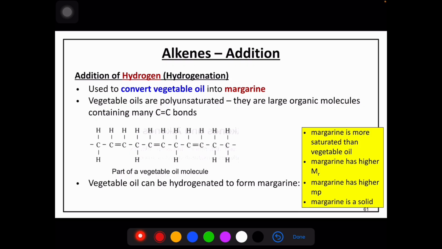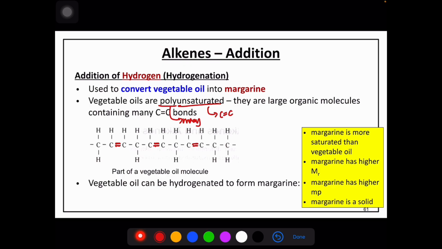That means they have poly, meaning many, and unsaturated, meaning C=C double bonds. So they are a special kind of alkene-like structure with many C=C double bonds. If you look at the drawing over here, you'll see multiple C=C double bonds. There's one over here, one over here, one over here, and there might be even more because it's just a part of the structure, right?